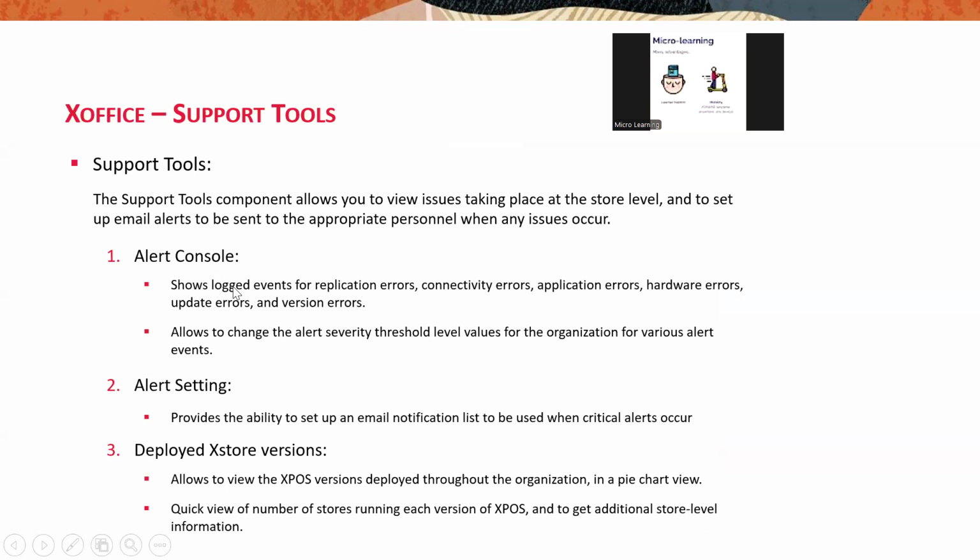So the alert console logs events for application errors, connectivity errors, hardware errors, update errors, and version errors. It allows you to change the alert severity threshold or value for the organization for various alert events. So anything, if you want in the alert console, then it will be showing over there only.